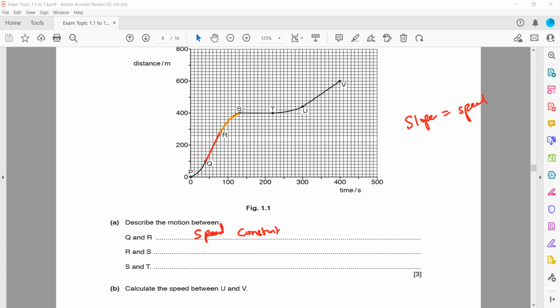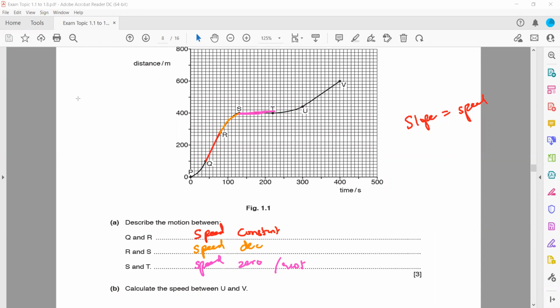From R to S, what happened? As you can see from R to S, it appeared that the slope is decreasing. So if a slope is decreasing, what does it mean? It means the speed is decreasing. And from S to T, it is a horizontal line. Whenever there is a horizontal line, it means the slope is zero. It means the speed is zero. Speed zero means the object is stationary or at rest.